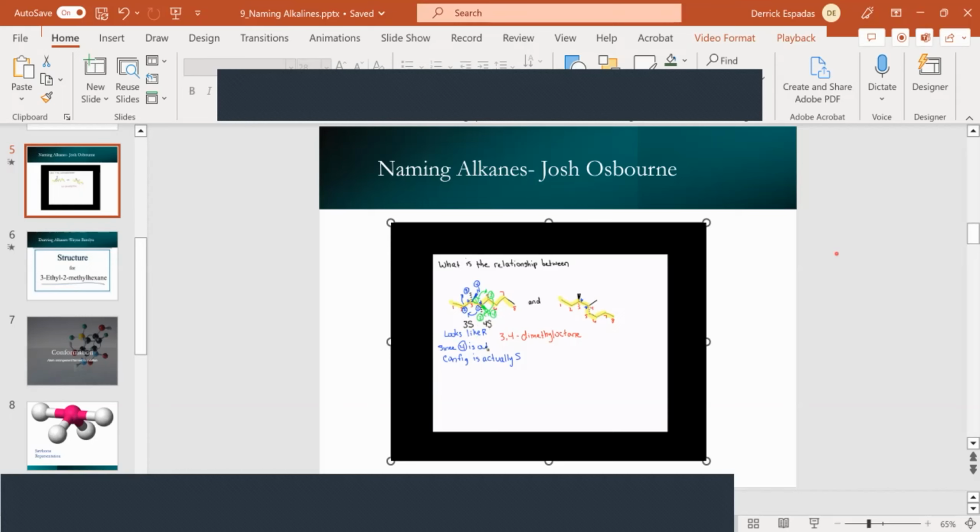So we have 3S, 4S. Okay, so this compound has the name 3S, 4S-3,4-dimethyl octane.